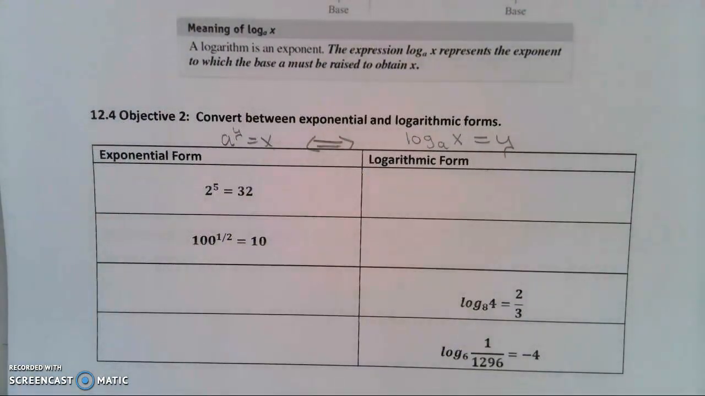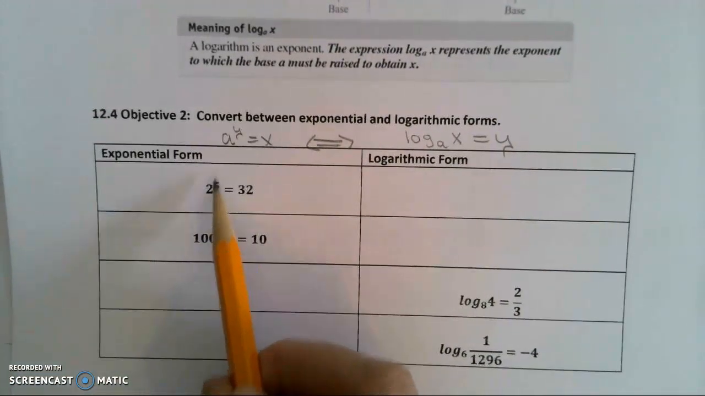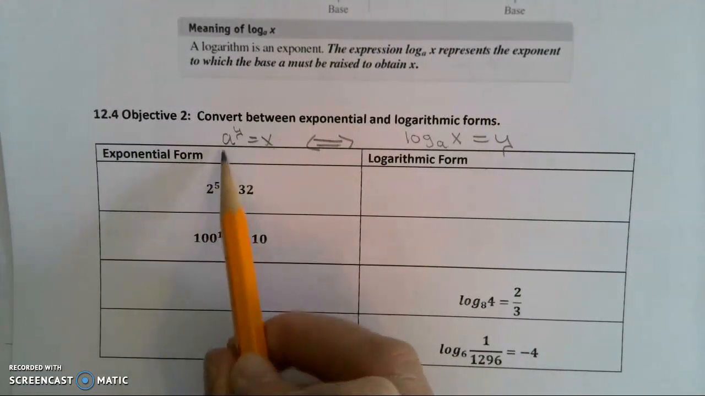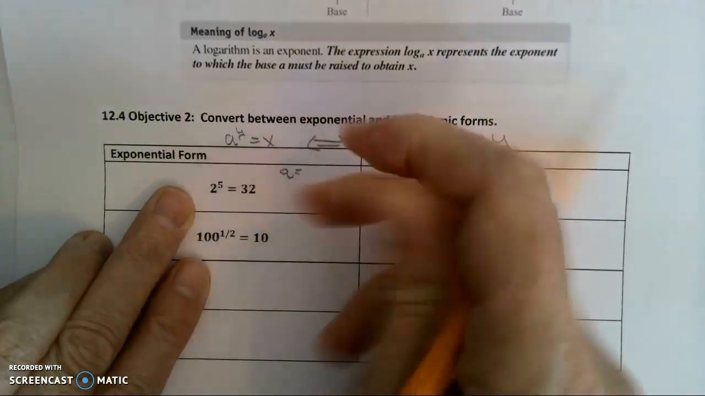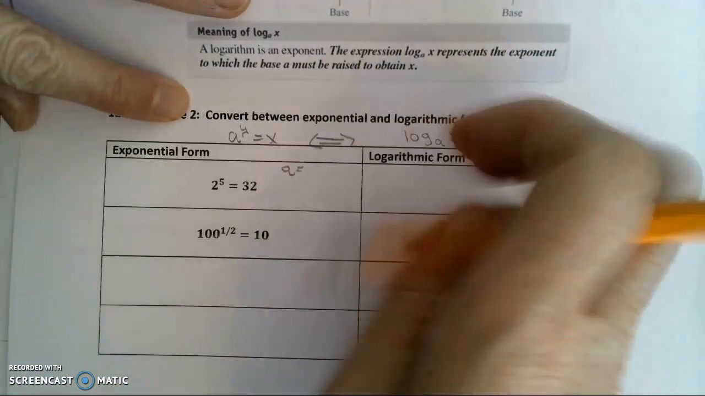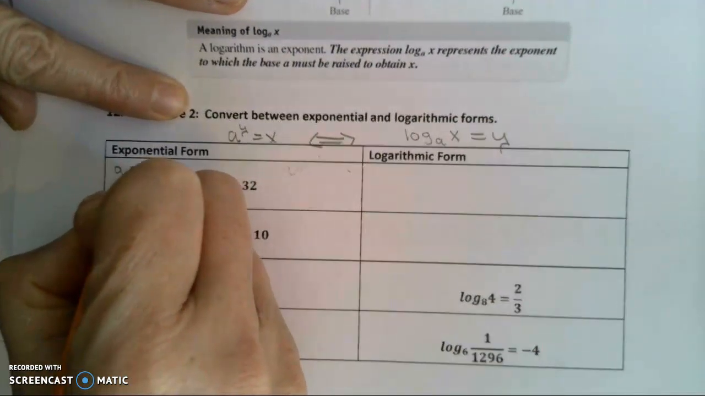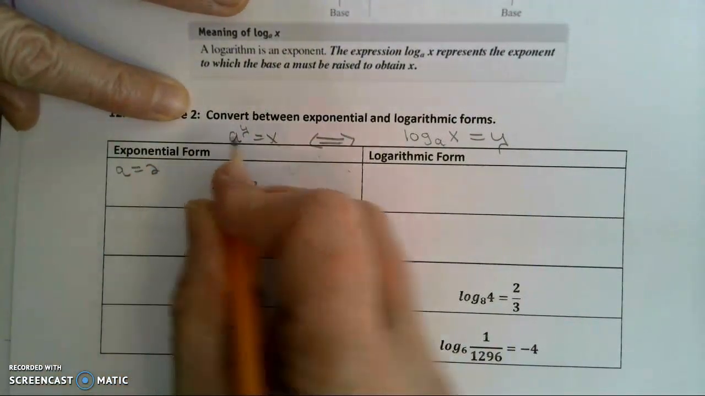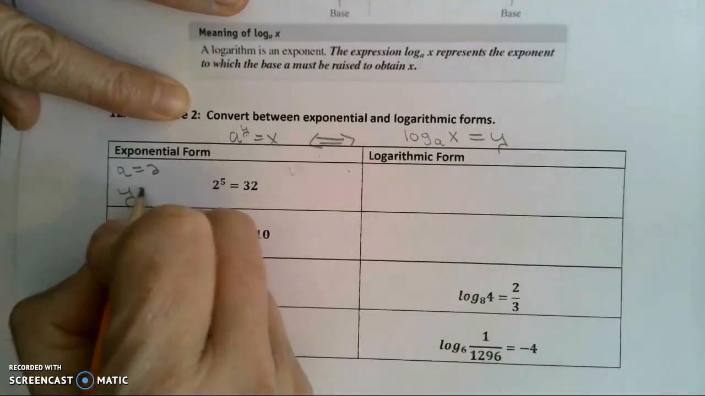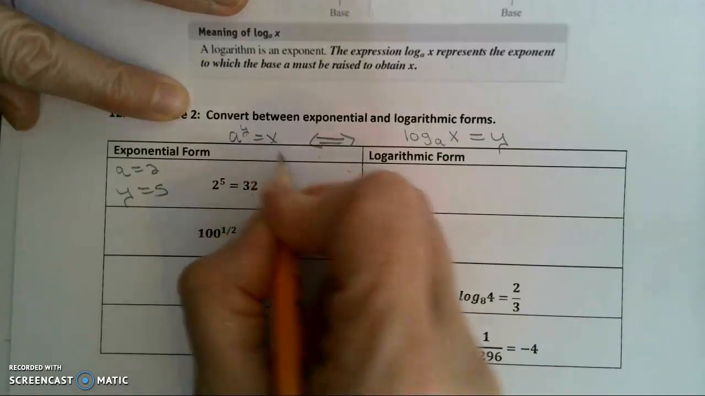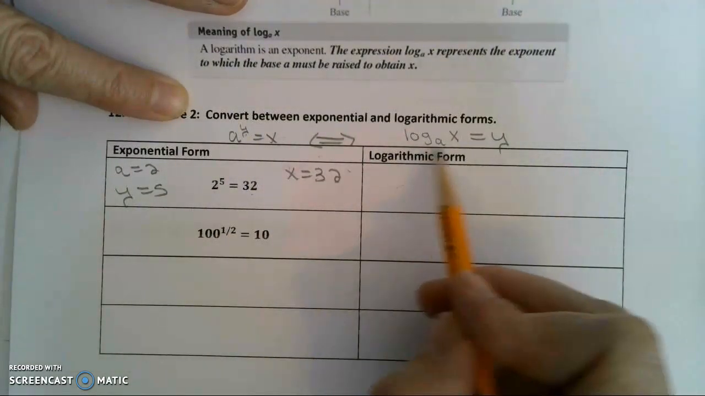I think the easiest way to do this, if you've never seen this before, is just to label everything. So if I take a look at this, A is 2. That's the base. The exponent y is 5. And it's equal to x. X is 32. And then what I want to do is put it in this form.